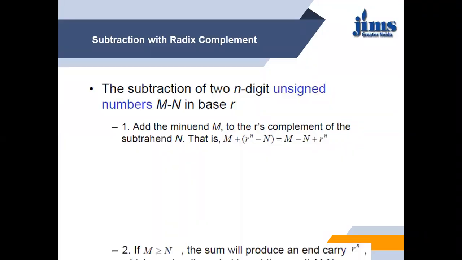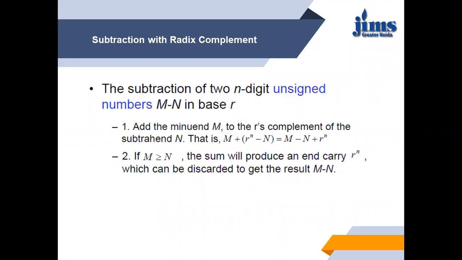Then the next step: there will be three combinations. If m equals n, then the resultant will be 0. Otherwise two cases are there: m is greater than n, or n is greater than m. So we consider the first case. When m is greater than n, the sum will produce an end carry. If there are n digits, then the resultant will have n plus 1 digits. That is called the end carry, which can be discarded to get the result m minus n. So whatever the carry is, you forget the carry, and the n digits will be your resultant.